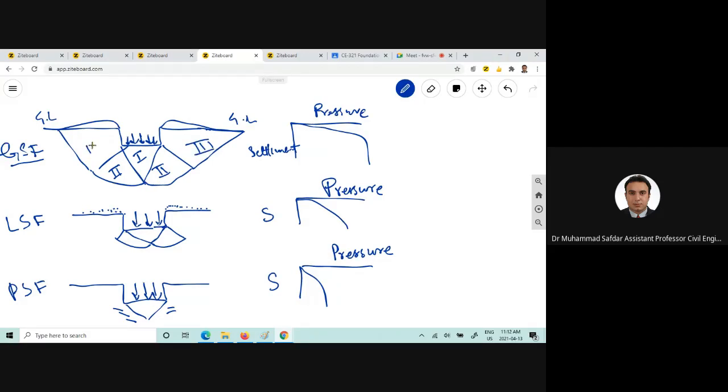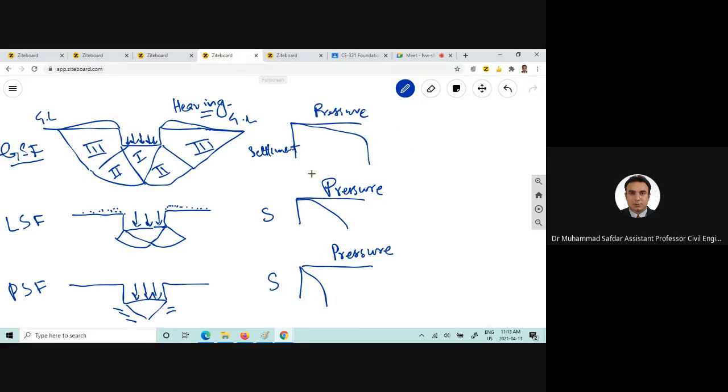And zone 3 is the passive zone or the Rankine passive zone, as the soil present in zone 2 will try to push this soil outward, and due to that push, heaving will occur from zone 3. If we see such behavior, that is termed the general shear failure mode. And if we want to draw the pressure and settlement curve, it will look somewhat like this.